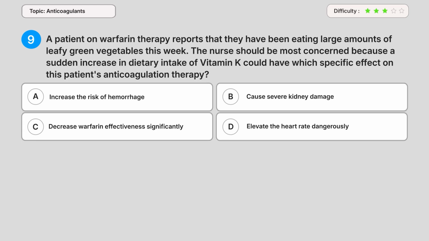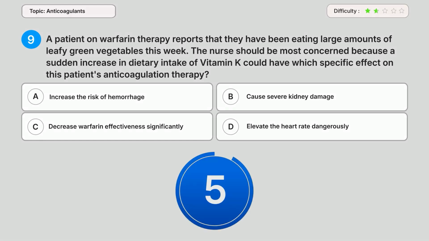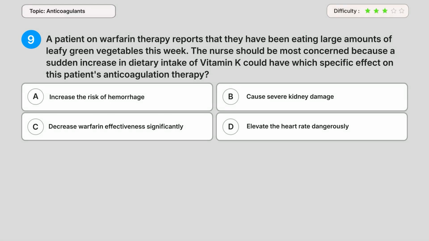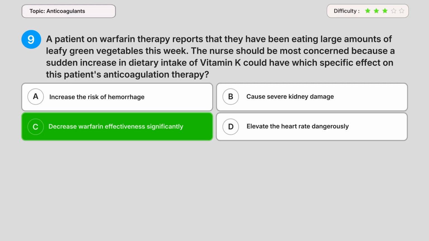A. Increase the risk of hemorrhage. B. Cause severe kidney damage. C. Decrease warfarin effectiveness significantly. D. Elevate the heart rate dangerously. What do you think is the answer? Correct answer, C. Decrease warfarin effectiveness significantly.